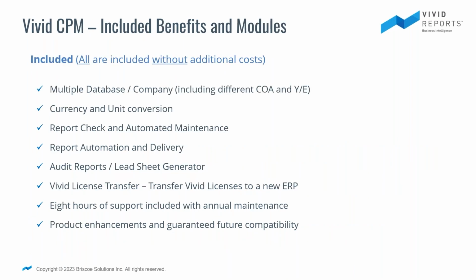Some of the things that come with your first Vivid license: multiple companies. If you have multiple companies set up in Business Central, whether you have one company or 10 or 20 companies, we can bring all of those companies into Vivid. Multi-currency reporting, so perhaps you're an international company and you may need to report in different currencies. We have all of that as well. Report check, report automation, etc. One of the things that I always like to mention, getting back to our Vivid being a very customer-centric company, is we include 8 hours of support every year with your annual subscription.